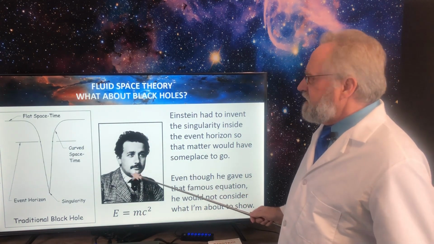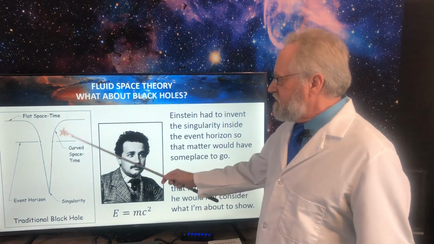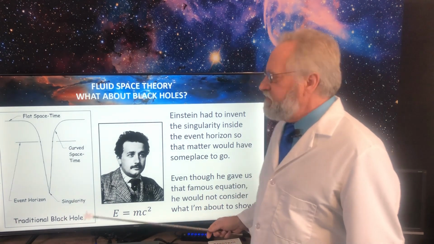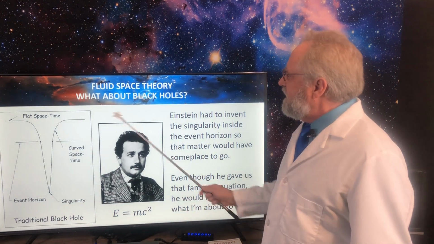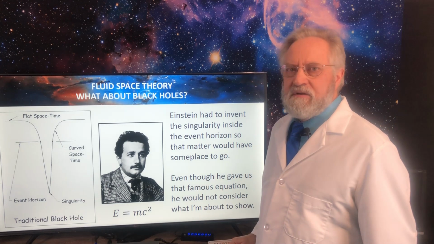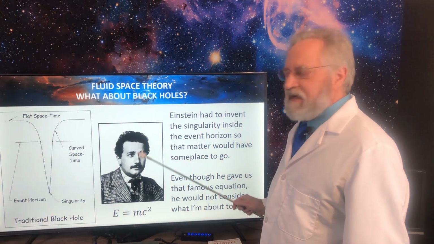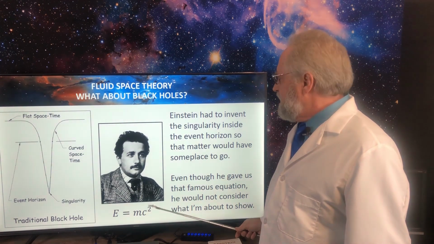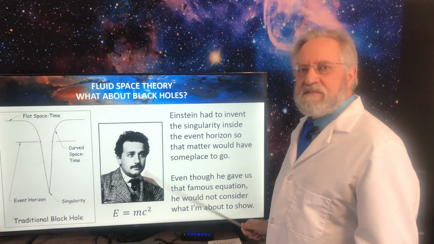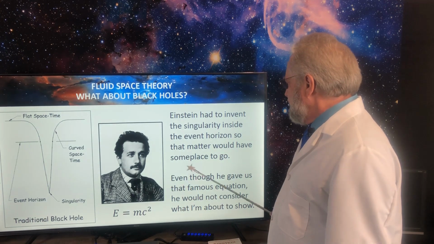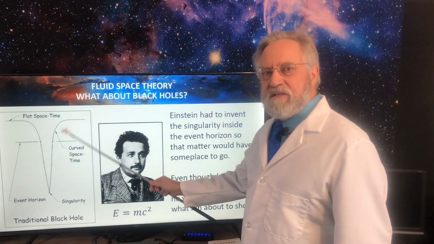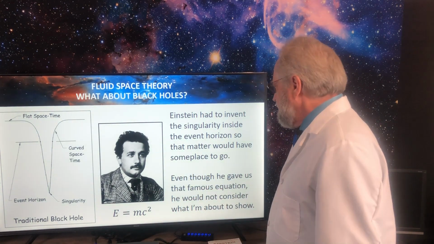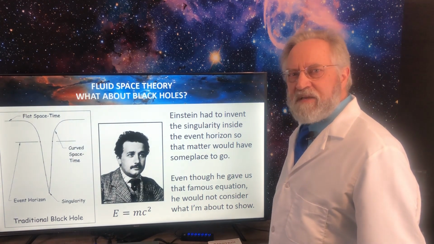So he didn't object to this construction of a black hole because it had a singularity and it had a place for matter to go. Even though Einstein came up with the energy-matter equivalence equation, he still didn't abandon his classical roots, and he believed that you needed some place for the matter to go. And he would never consider what I'm about to show you.